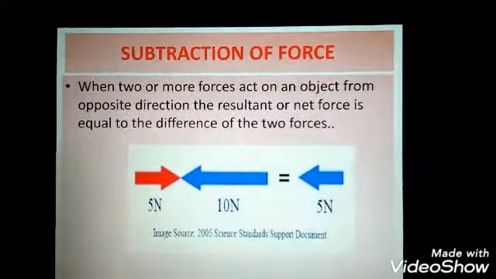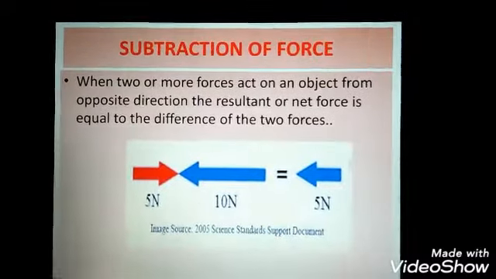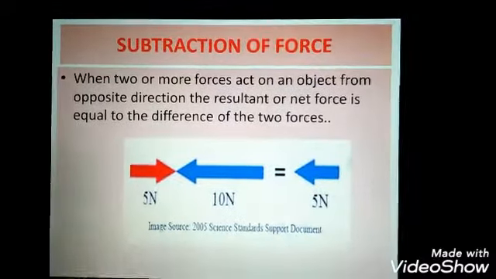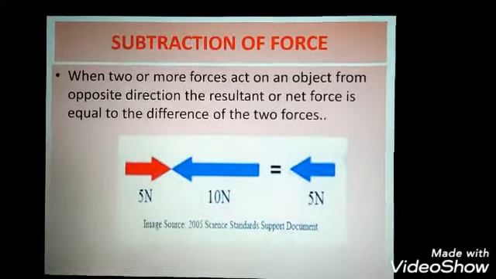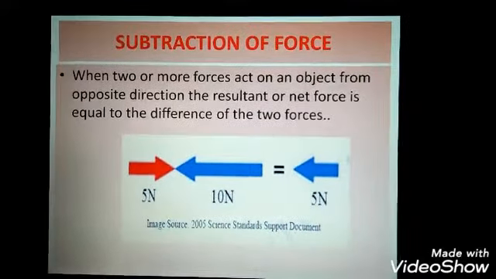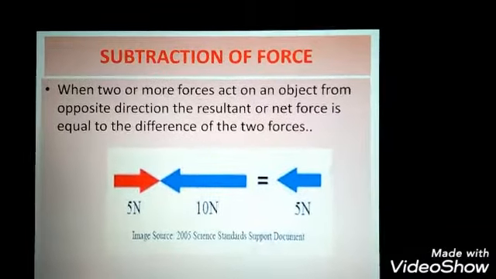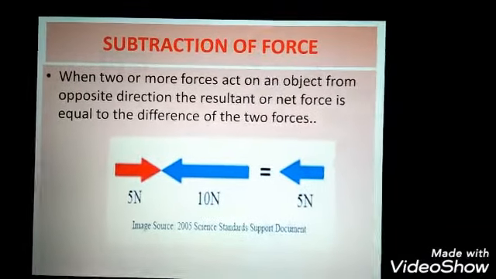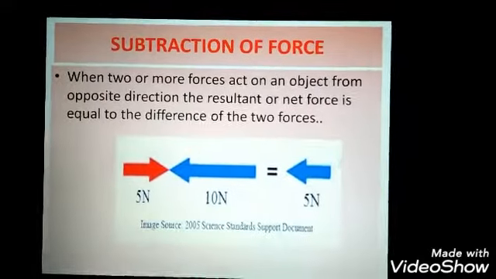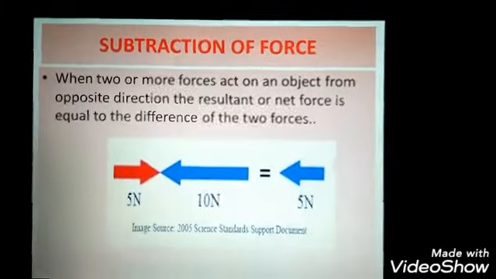But now your friend comes and pulls the table from the opposite direction. He applies a force of 5 Newton. So what will happen to the table? The table will move towards you. Why? Because you are applying more force. Right? And how much force is acting on the table actually? It is 10 minus 5 is equal to 5 Newton force.